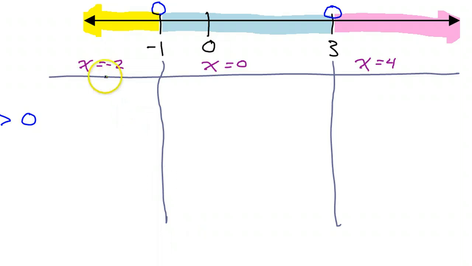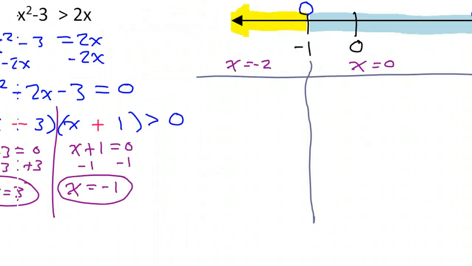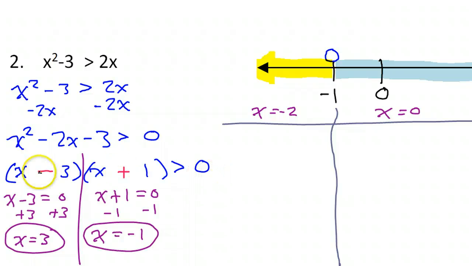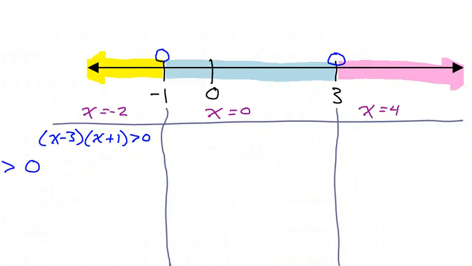Now, I'm going to substitute these values back into the original equation, except I like to use the factored form. Is that going to confuse you? Yeah, I'm going to do it the way I like to do it. I like to use the factored form when I substitute. It just seems simpler to me. So I'm going to do x minus 3 times x plus 1, and that has to be greater than 0. So I'm going to do that for all of these.